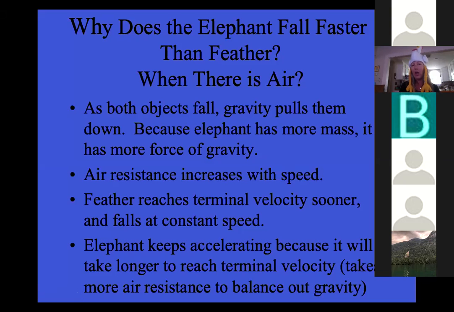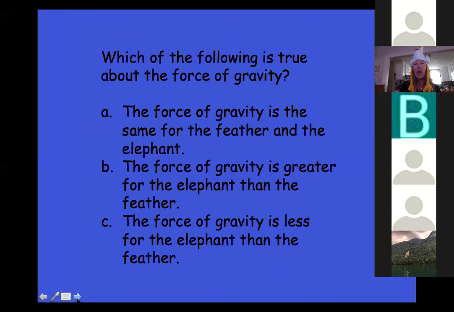The reason why was because air resistance increases with speed, and therefore the feather reaches terminal velocity sooner and falls at a constant speed, which would be much slower than the elephant. And the elephant keeps on speeding up because it doesn't reach terminal velocity as quickly. Okay, so let's answer this quick question.